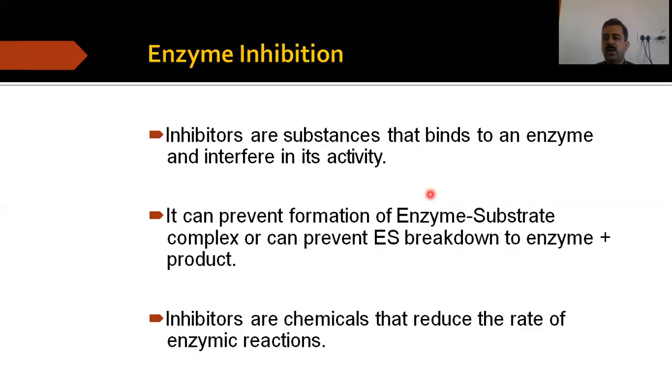Inhibitors are substances that bind to an enzyme and interfere in its activity. Absolutely. You know what is the role of inhibitors? Inhibitors bind to the enzyme and interfere in its activity. It can prevent formation of the ES, enzyme substrate complex, or can prevent ES breakdown to enzyme and the product. Inhibitors are chemicals that reduce the rate of enzymatic reactions. So inhibitors are molecules which actually inhibit the rate of reactions.